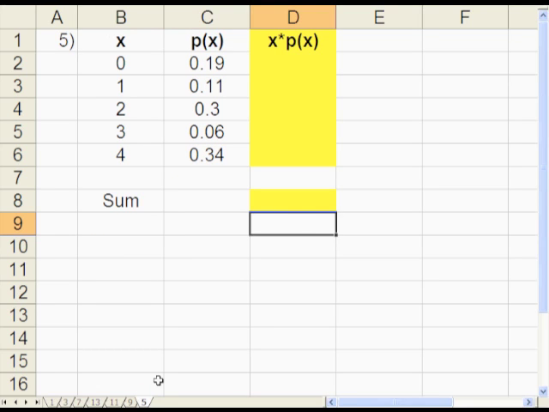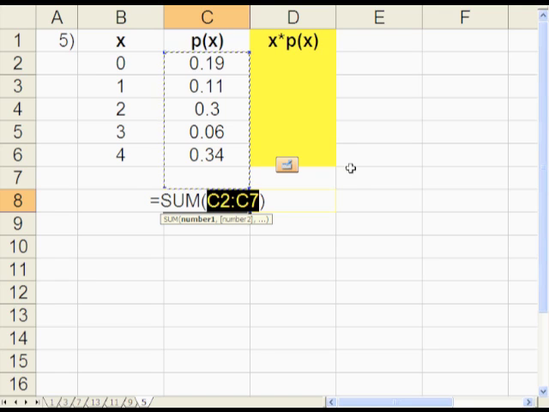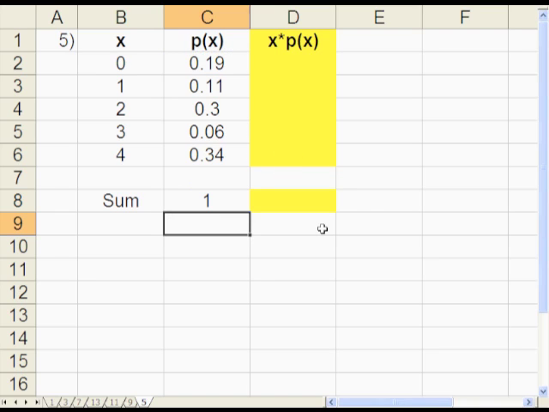Question 5. We need to determine the mean of this distribution. Do we have a distribution? Let's add our probability values. We see that the values sum to 1, so we do have a probability distribution.